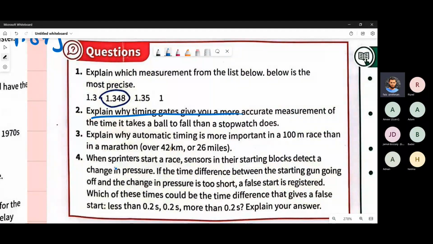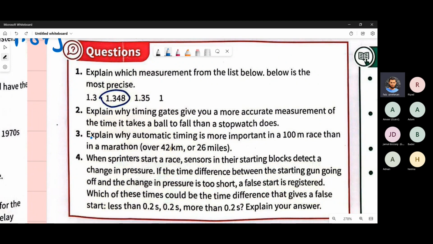Explain why timing gates give you a more accurate measurement. Because in timing gates there is no delay and no reaction time, because no human is involved. The machines are involved. Like Jamal said, the sensor gets triggered and starts the time, and when the ball passes through the second gate, the time stops and the difference in time is recorded.